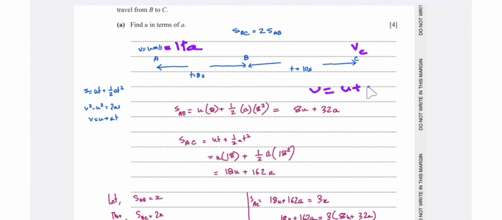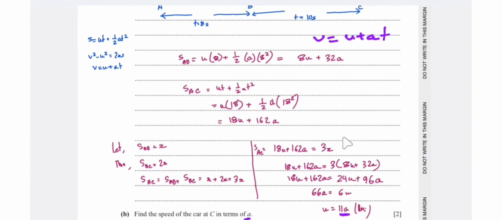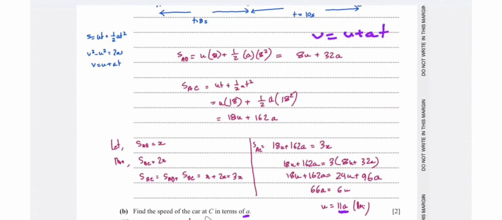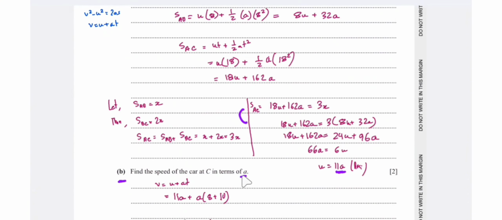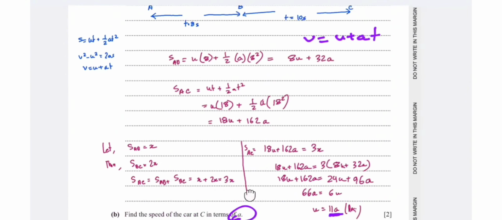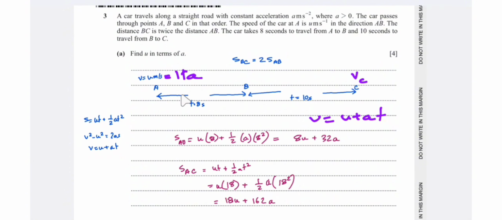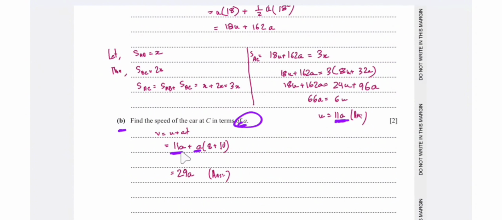So v is equal to u plus at, and we know the value of u is 11A. Since we need to find the speed in terms of A, we use v = u + at, where the total time is 8 seconds plus 10 seconds, that is 18 seconds. So v = 11A + 18A, that is 29A. So v in terms of A is 29A.